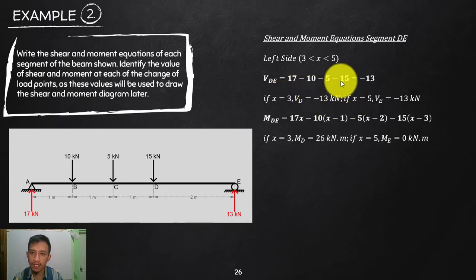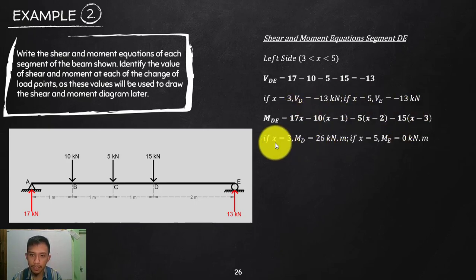Again, why? Because x will not affect that negative 13. So negative 13 at your D, negative 13 at your E. That is constant. Okay, and then moment. Take a moment somewhere here. Your distance x is from A. So that 17x is positive clockwise from section here. Your 10 is negative. And again, the distance is x minus 1. And then 5, and the distance of that is x minus 2. And then lastly 15, and the distance of that is x minus 3. Okay. So clockwise, counter, counter, counter. That's why these are the signs.